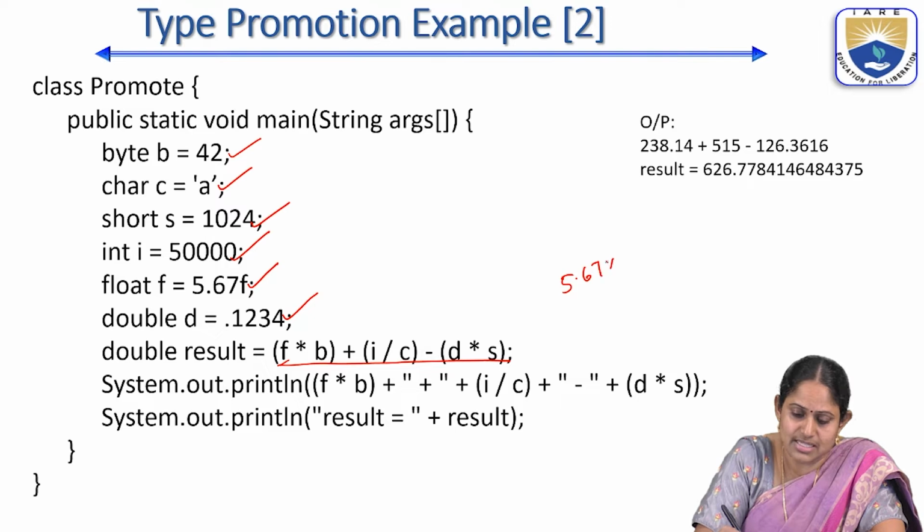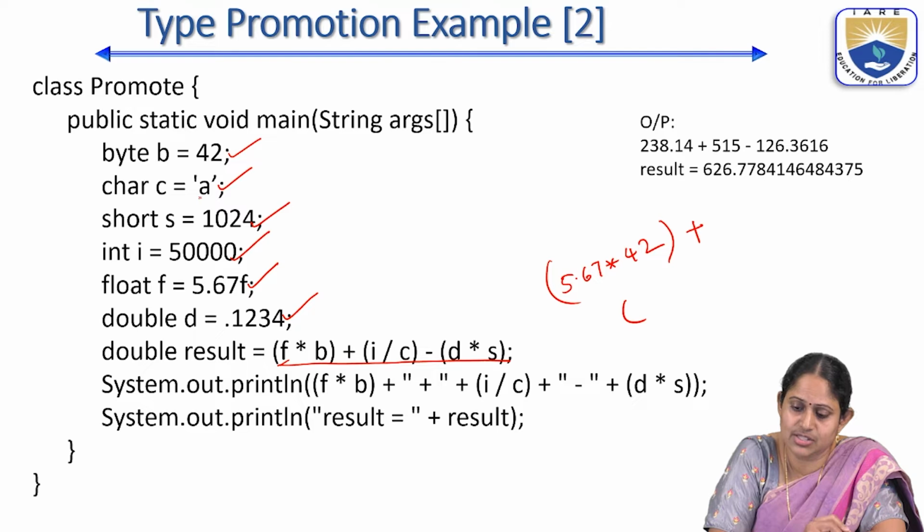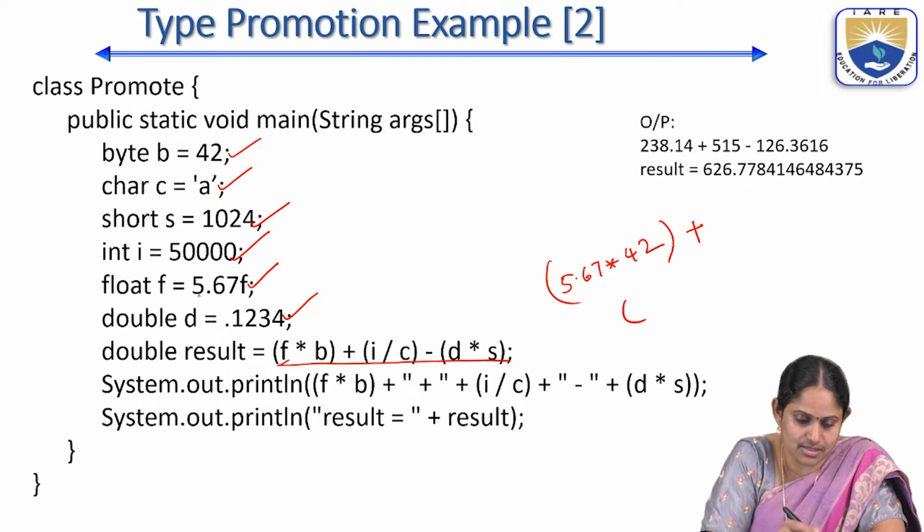5.67 star B. What is B? B is 42. Then that whole thing plus I is what? I is character A, so its ASCII value will be taken, and into C you get C is character A and I is 5000. So you get 512.